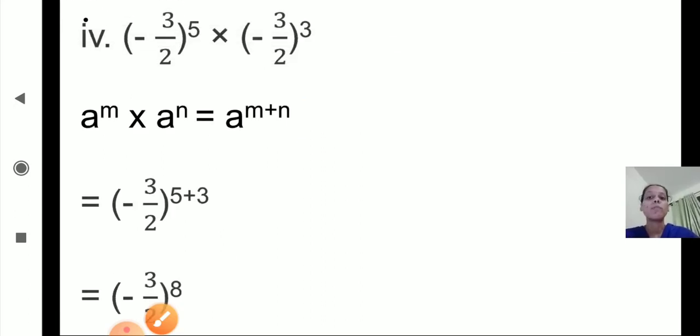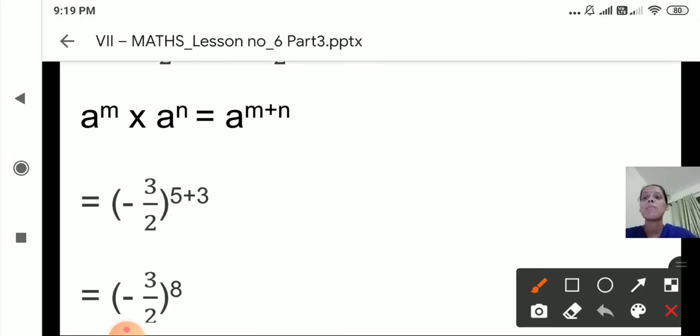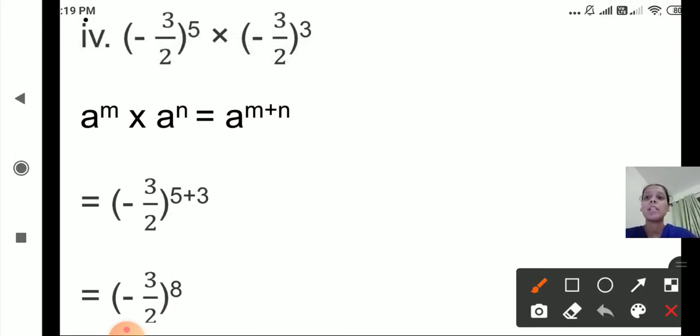Now the fourth one; the third one is for homework. The fourth sum we'll see: minus 3 upon 2 raised to 5 multiplied by minus 3 upon 2 raised to 3. Again the same, as you can see, the base is minus 3 upon 2, and here it is minus 3 upon 2. The base is the same, so we'll write down the base only once, minus 3 upon 2, and add the index. Here the index is 5, here it is 3. So 5 plus 3 we will do.